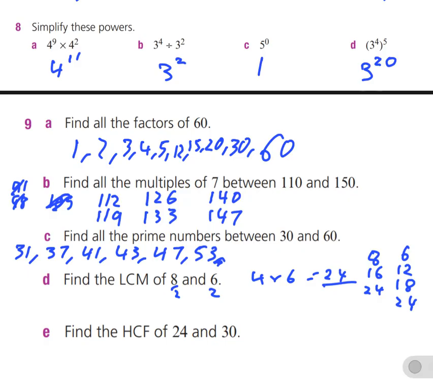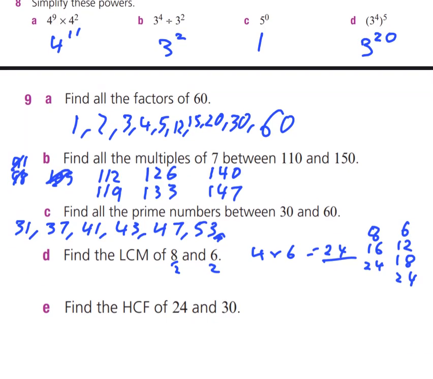Find the highest common factor of 24 and 30. So the highest common factor of 24 and 30, you just look at what factors exist in them. The answer for that one will be 6. I know that they're both in the 6 times tables. 4 6s are 24 and 5 6s are 30.